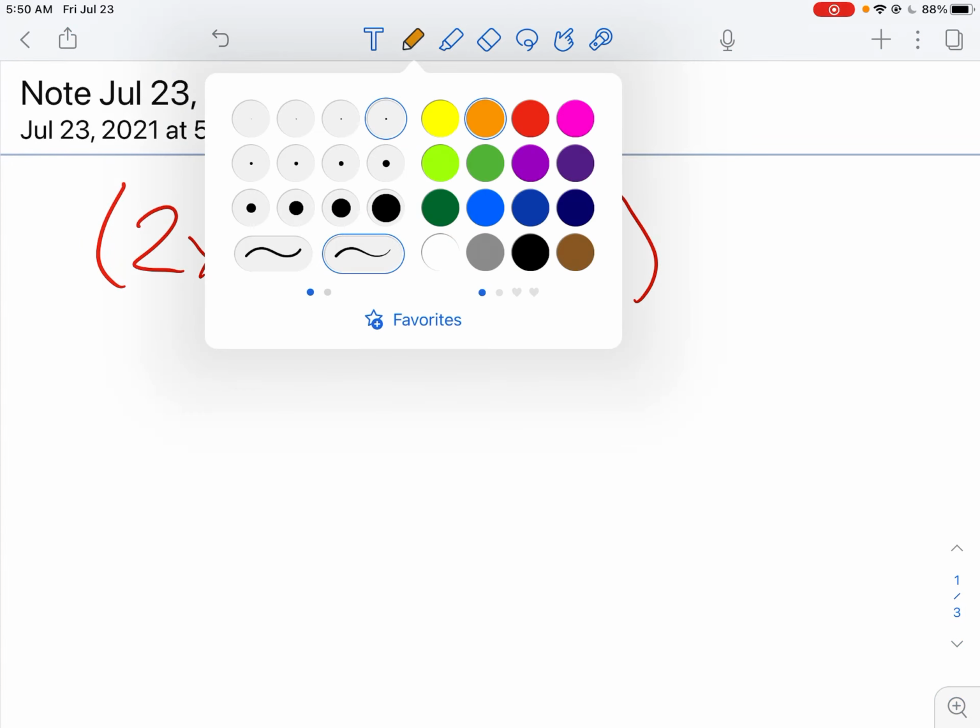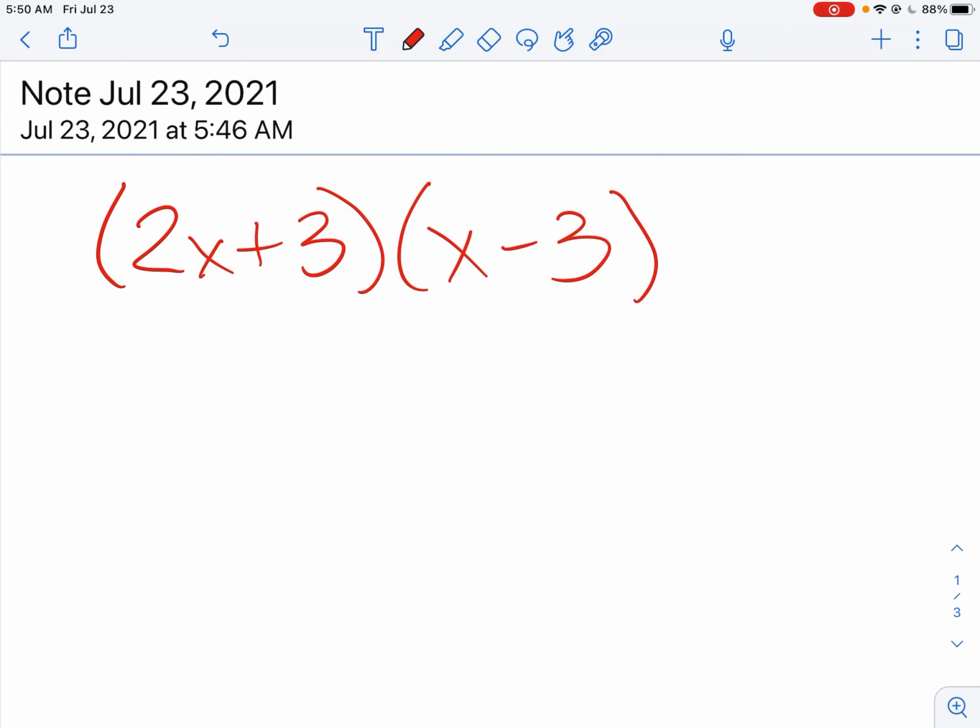We're going to be multiplying polynomials today. There are two ways that you can multiply polynomials. The first way to multiply polynomials is using what is called the box method or area method.